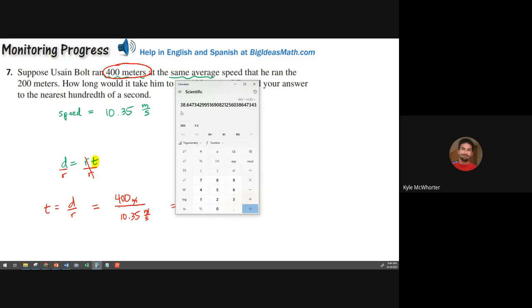And we get 38.64, and then the next number is a 7. We want to go to the nearest hundredth, so we want 2 decimal places. So 38.64, and then we look at the next digit to see if we stay at 4 or round up to 5. In this case, the next digit's a 7. So we're going to round that 4 up to a 5. So 38.65.